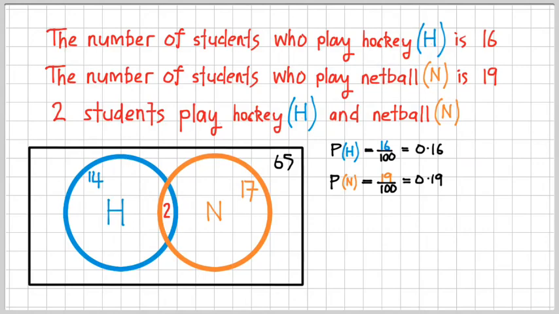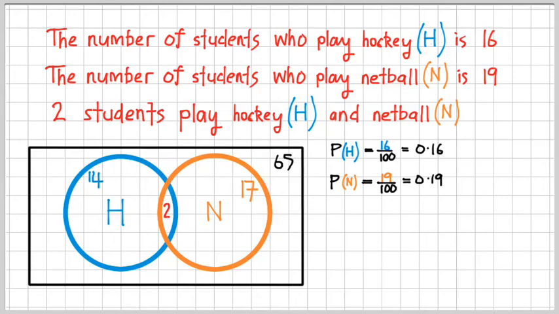Now, these probabilities will stay the same because for the event H, students playing hockey, there are still going to be 16, regardless of the fact that the 2 students in the middle play netball as well. Same situation for netball. Regardless of the fact that our picture shows 17, remember that 17 represents the students who just play netball. There are also the 2 who play hockey and netball. So we have to add that into our total because that N represents the event of a student playing netball. So these probabilities stay the same.